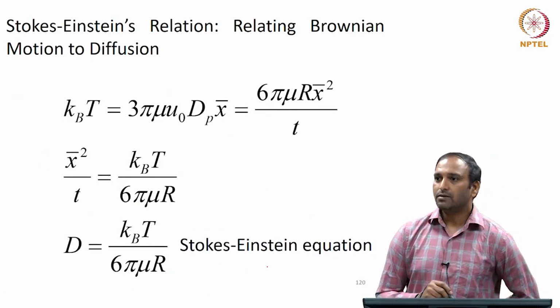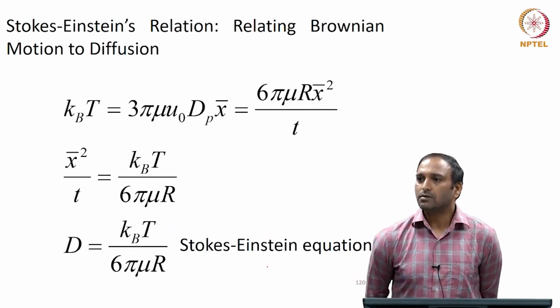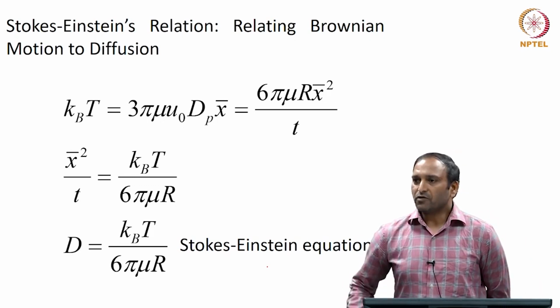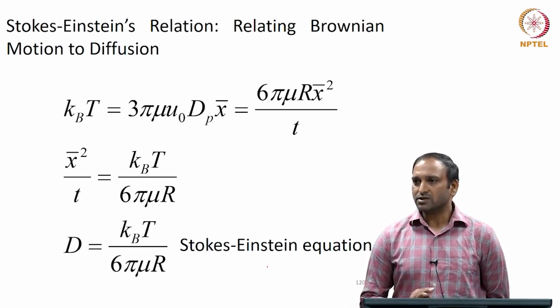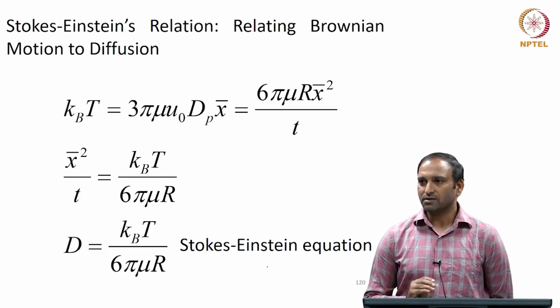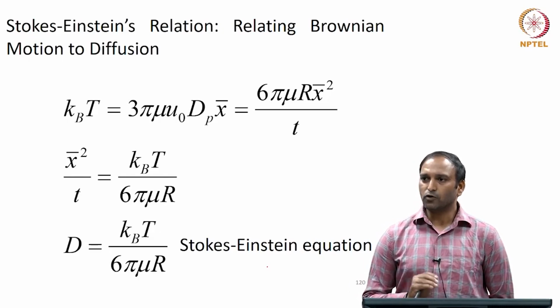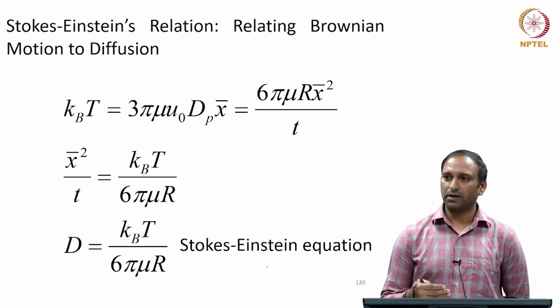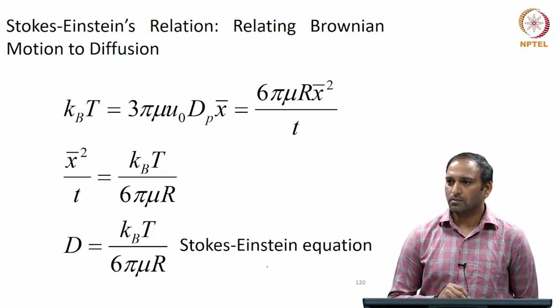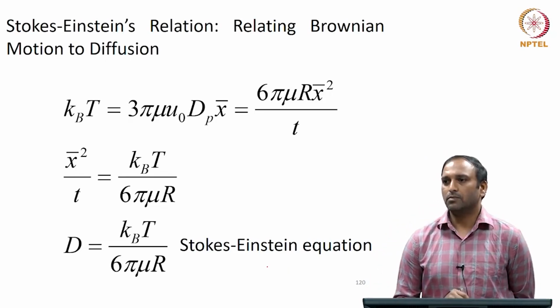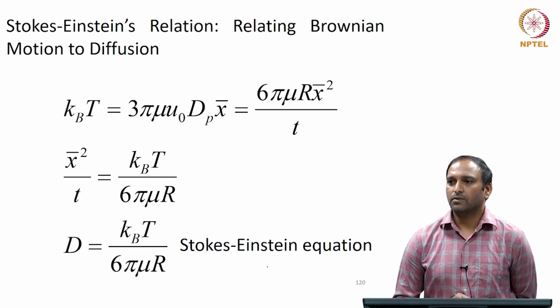Yeah. Here, what is the cause for Brownian motion? The cause for Brownian motion is the constant bombardment of the particle by the fluid molecules. Okay. But we are calculating that the thermal energy will account for the drag.